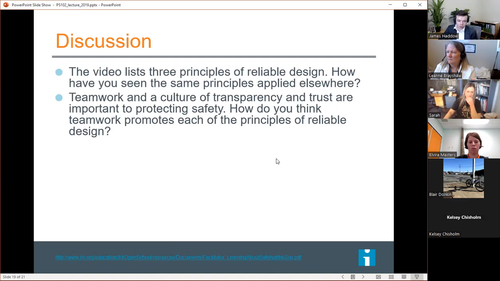So teamwork and a culture of transparency and trust are important to protecting safety. We talked a lot about this today. How do you think teamwork promotes each of the principles of reliable design? Reliable design would be these sorts of environmental things again that they're talking about, and how do you think they got to that stage, or how do you think teamwork helped them get there?